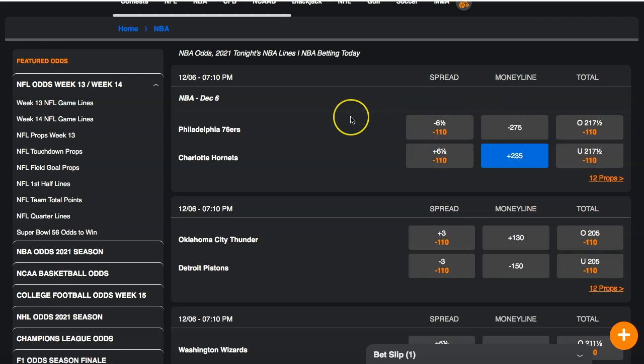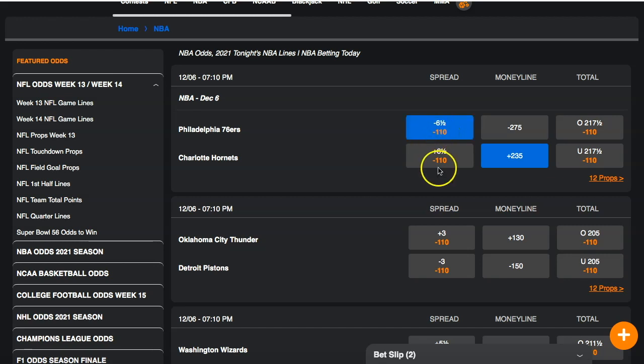Now, if you go with the spread, say the Sixers are going to win, right? You think they're going to win, but if you take the spread, they have to win by a certain amount of points. So they're a minus 6.5. That means they have to win by more than 6.5 points. So meaning they have to win by 7 points or more, right? So if I take the 76ers, it's a minus 110.